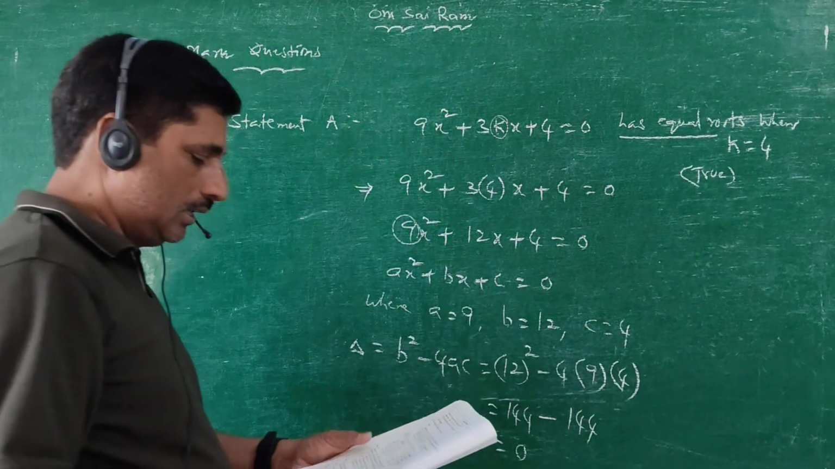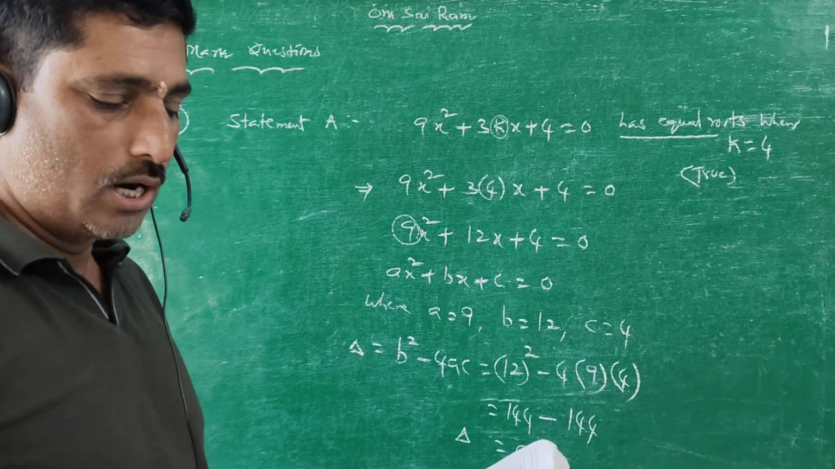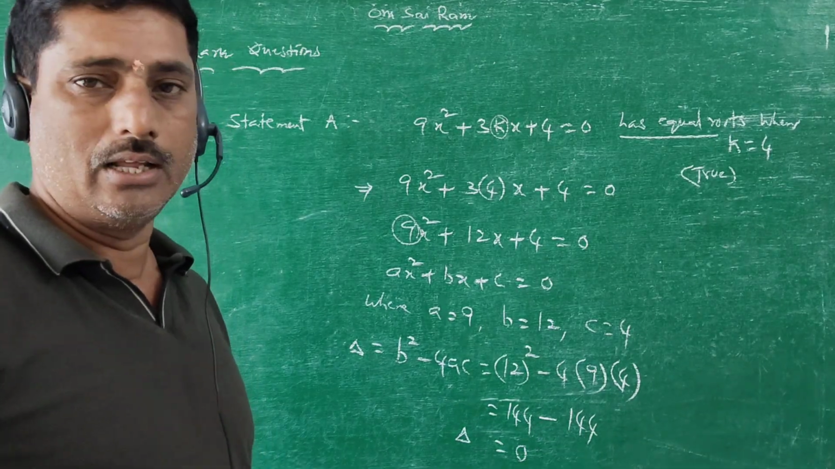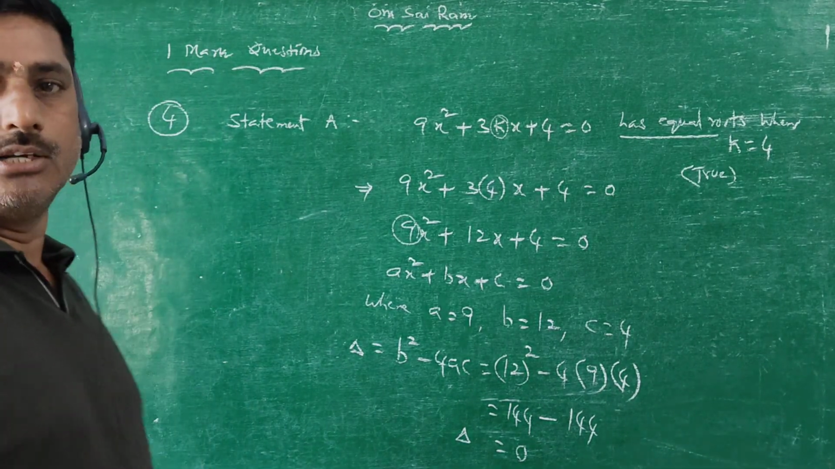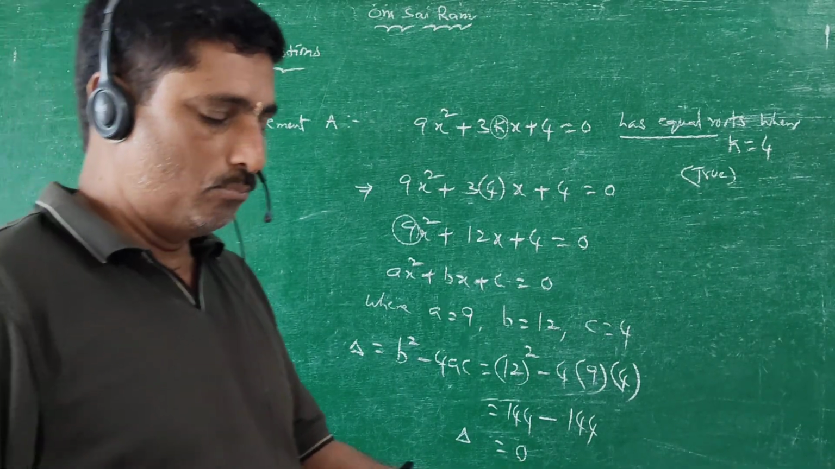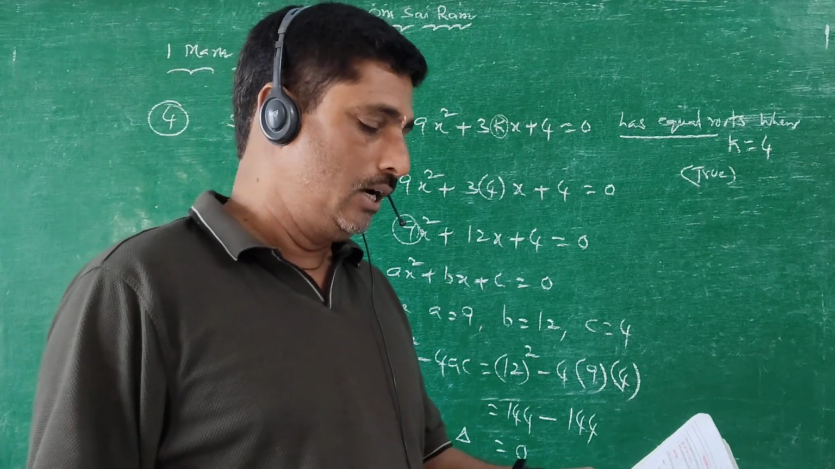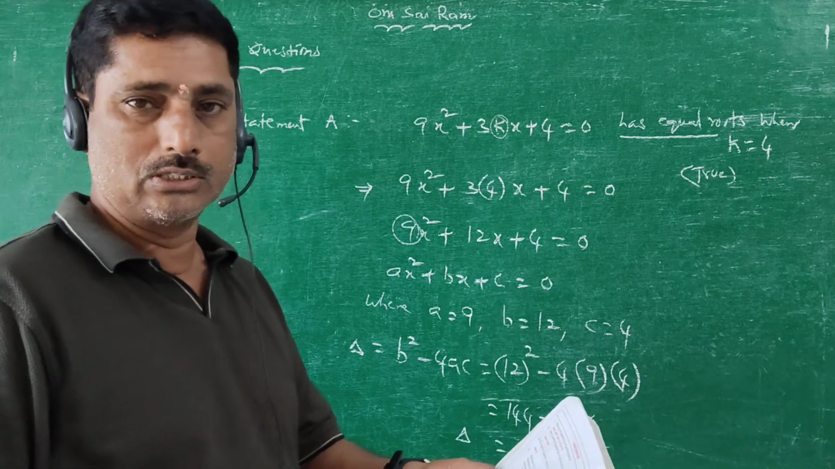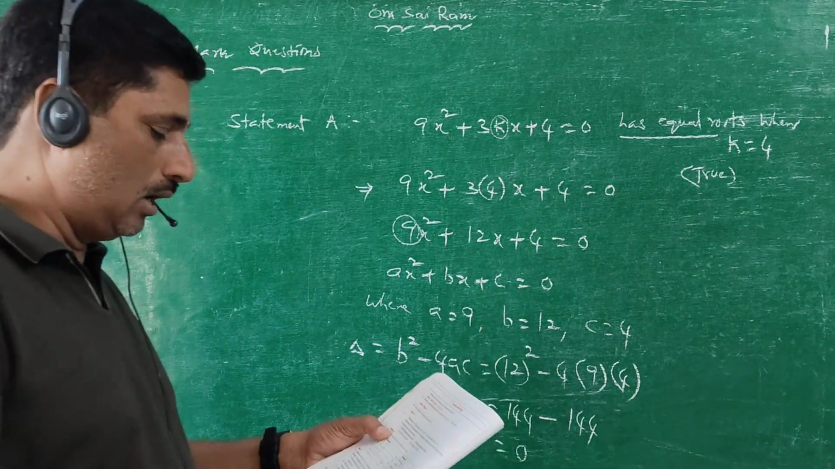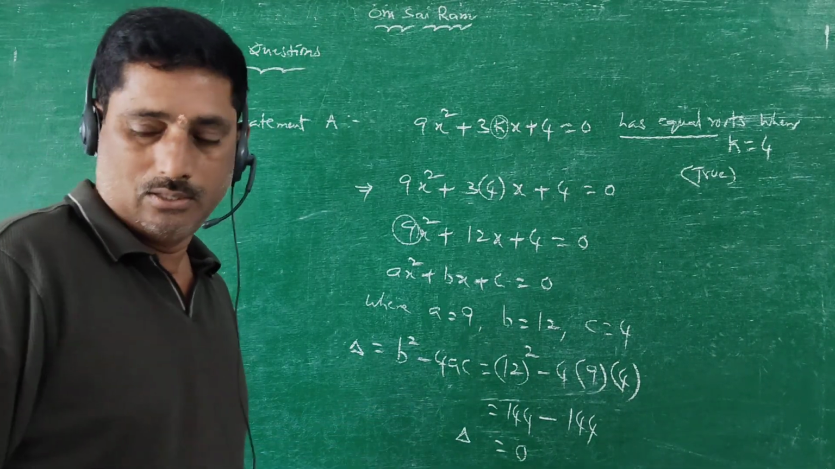Next, statement B is given. If the discriminant D of a quadratic equation is equal to 0, then the roots of the equation are real and equal. Of course, if the discriminant value is equal to 0, the roots are real and equal. They give options here: both statements are true, both statements are false, A true B false, and A false B true. This type of question will be asked. For this the answer is A: both statements are true, and the second statement is the correct explanation of the first statement.